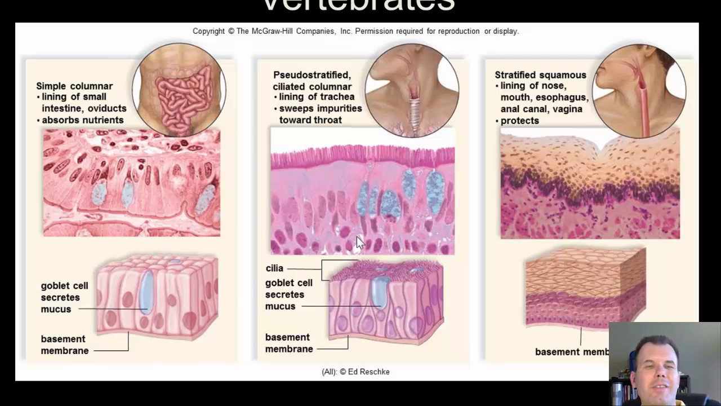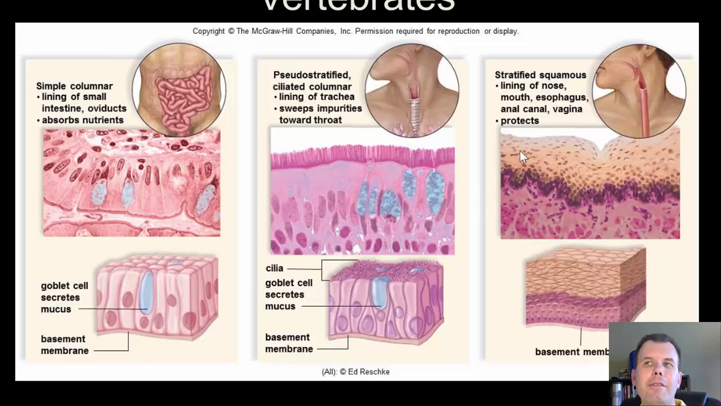The next type is kind of like the 3A, or what I would call the third type. So the third type are the columnar, but these are the pseudostratified, and these have the cilia on top of them, and they look like they're multiple layers, but they're really actually only one layer of cells. And so again, they're columnar cells, and then they have these cilia on the top. And where do we associate cilia in our bodies? Well, in the trachea, and so that's where we see these cells.